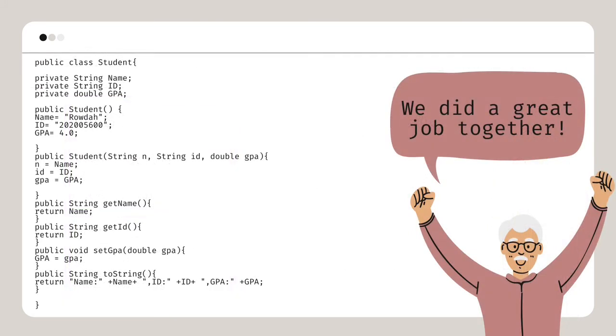After studying the UML, we can write everything that was included in the diagram. Starting with the class name, then the three variables that were discussed earlier. After that I wrote the methods in the following order: default constructor, initialization constructor, two getters, one setter, and the toString method. And now we are done. We did a great job together.